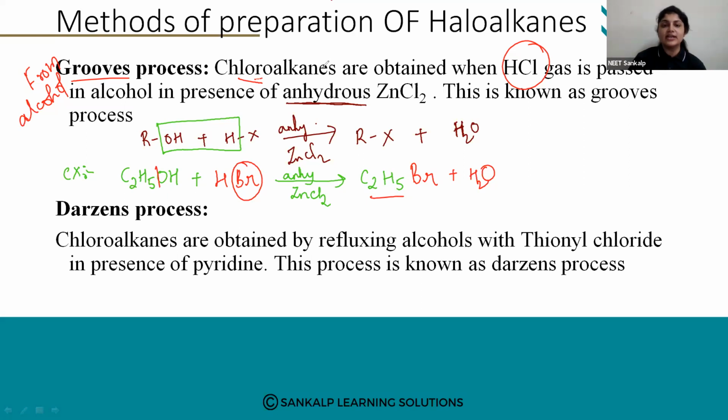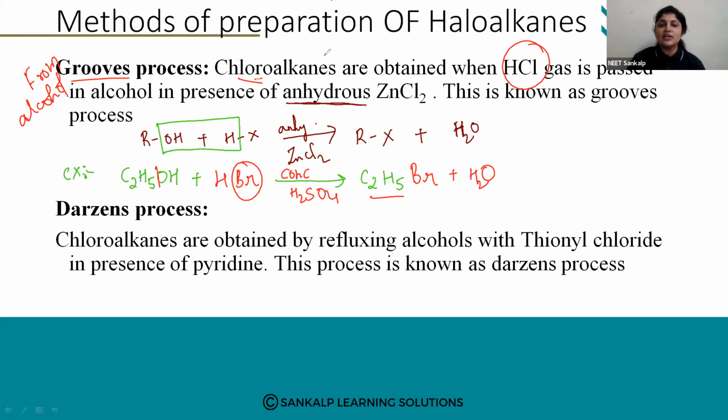The condition is that bromoalkanes are not prepared in the presence of anhydrous ZnCl2. They are prepared in the presence of concentrated H2SO4. Bromoalkanes are obtained when you react your alcohol with HBr, that is hydrogen bromide, and concentrated H2SO4, and they form ethyl bromide.